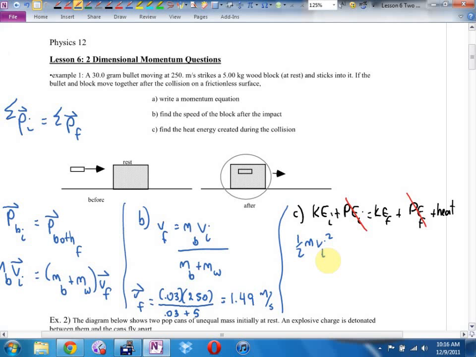What's starting at rest? Is everything at rest before the collision? What's moving before the collision? What?